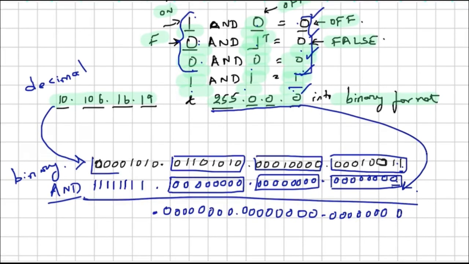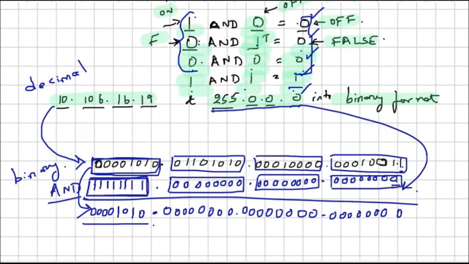Now whatever may be the value here, an AND operation with 255 will always result in the same value of the IP address. Again I am repeating it: whatever the value in this IP, an AND operation with all ones in the 8 places will always result in the exact same value. So here 1 and 0 is 0, and so on. It is the same value as the top one.